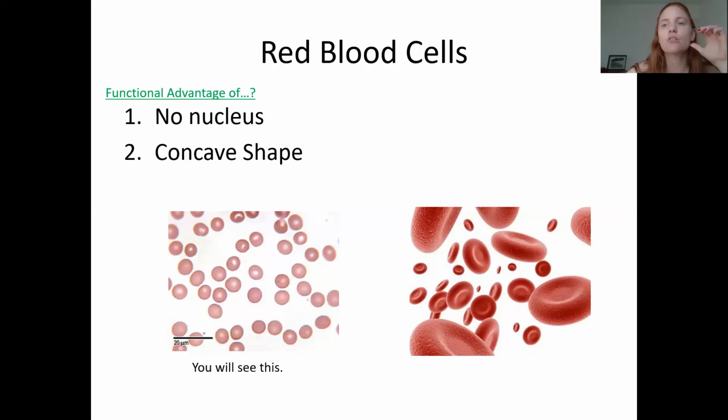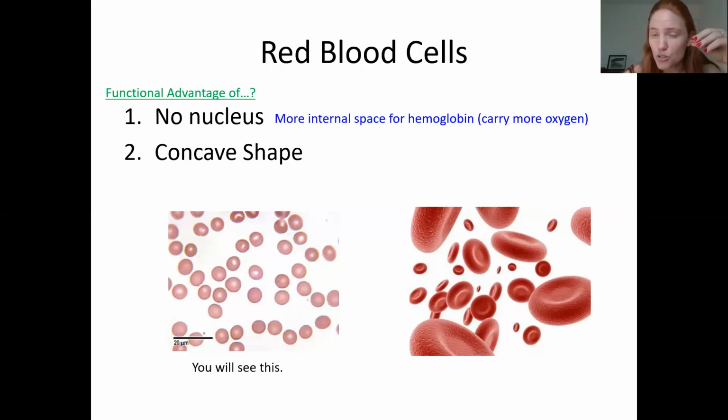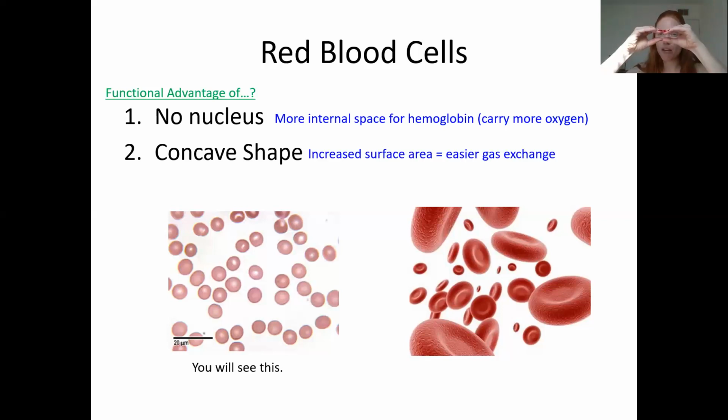So the red blood cells are highly, highly modified to be very, very good at carrying that oxygen. Okay, so no nucleus means more internal space. Remember, internal space, internal volume, which allows them to carry more oxygen. And the concave shape makes it so that you have increased surface area. So remember, surface area is the space just at the surface, and that's going to help make it so that the oxygen is coming through the cell wall much more easily and allows for easier gas exchange.